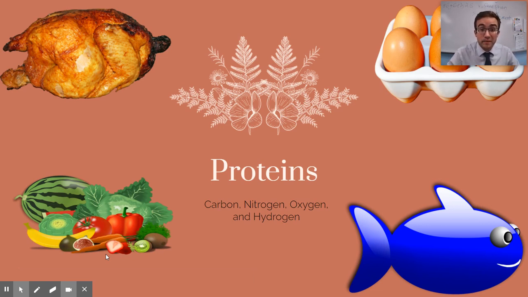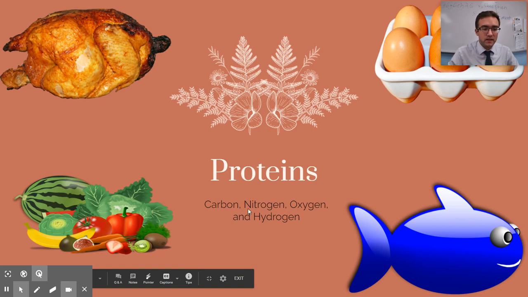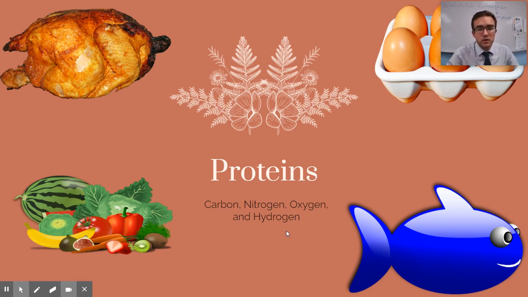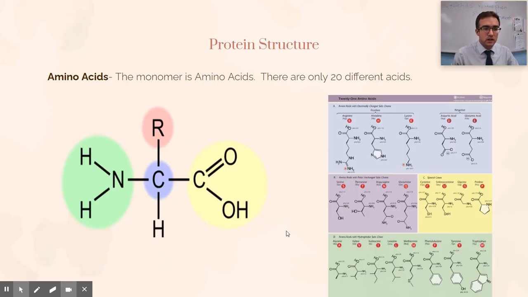The components of proteins are carbon, nitrogen, oxygen, and hydrogen. Those four elements make up proteins. And we see that again, those four elements make up a lot of what we eat. So let's talk about the protein structure.